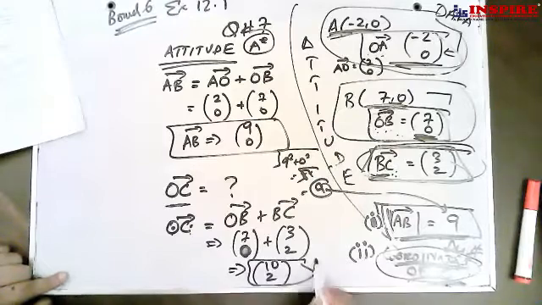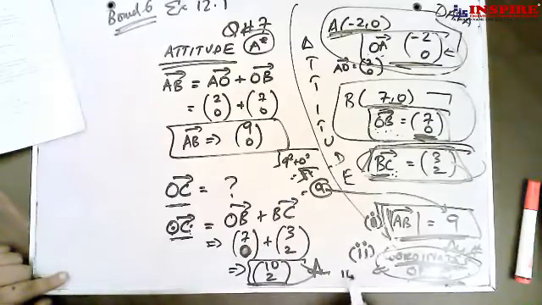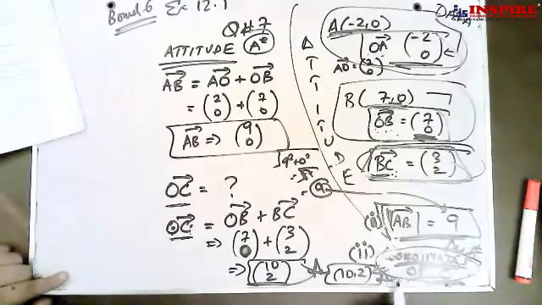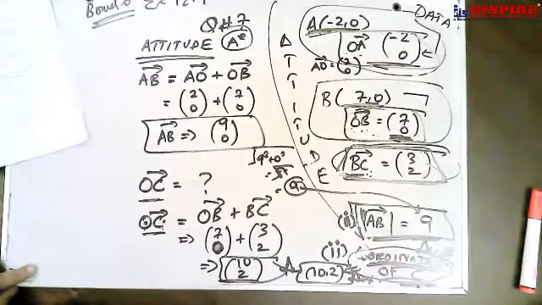So if OC is 10, 2, what are the coordinates of C? 10 comma 2. Do you get it? Zoya, are you with me? Do you get it, Zoya? I'm going backward now. Zoya, are you with me?